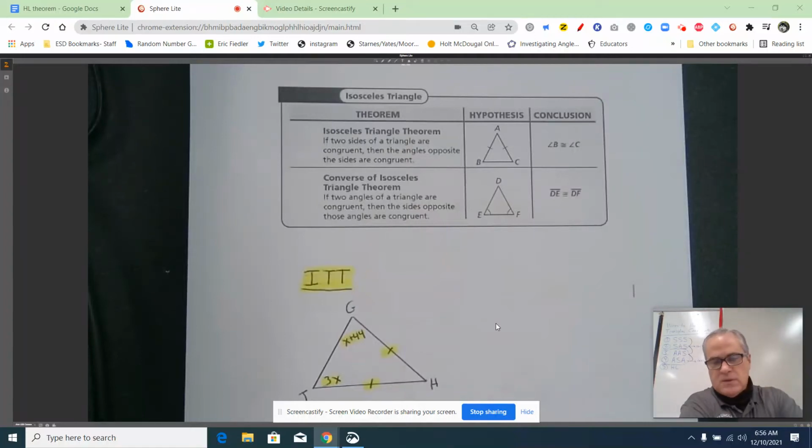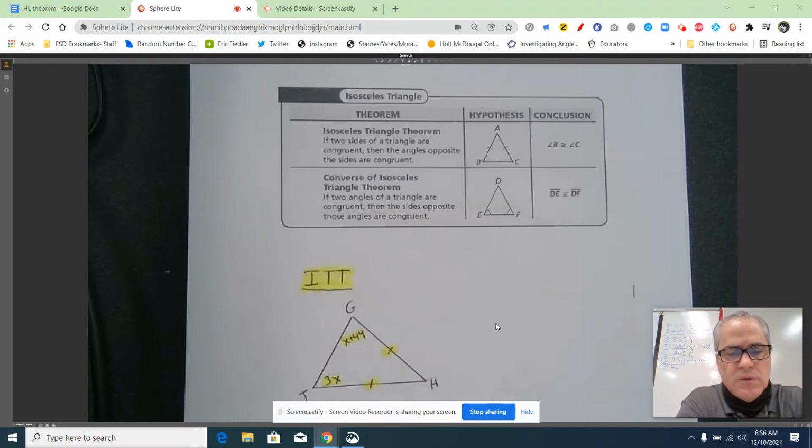Okay, so here's two of the last theorems of the chapter. We're going to really focus on the top one up there, the isosceles triangle theorem. And down below is the converse of the isosceles triangle theorem. If you remember, about maybe a month and a half, two months ago, the converse is when you flip the hypothesis and the conclusion around. In some cases the converse is true. In some cases, it's false.